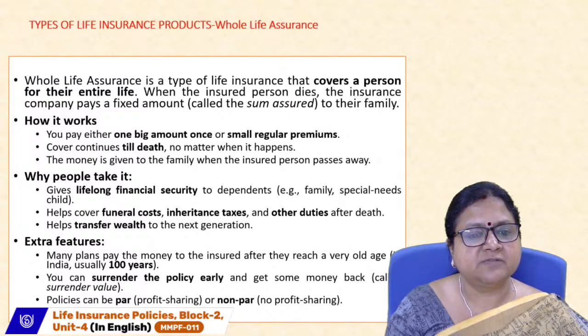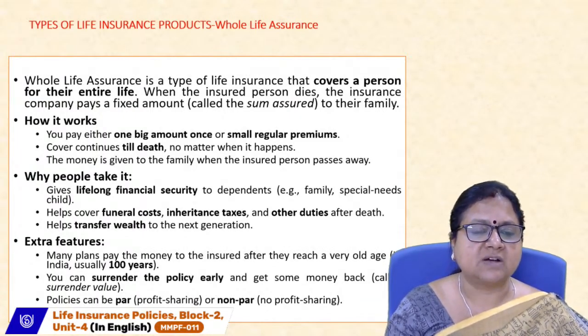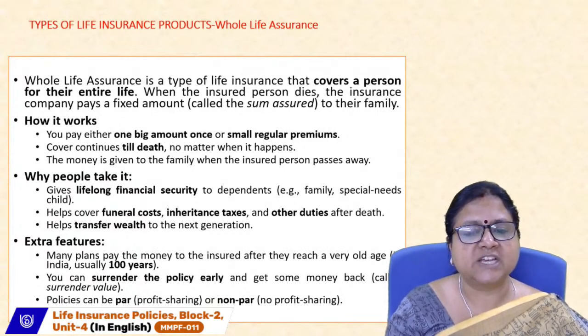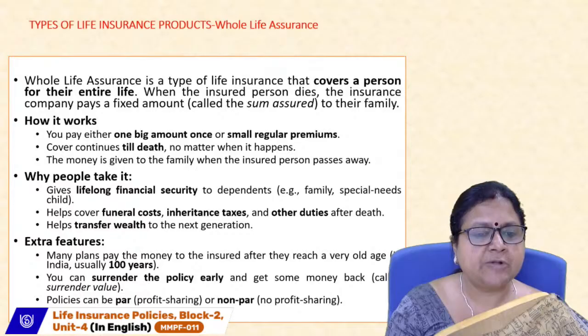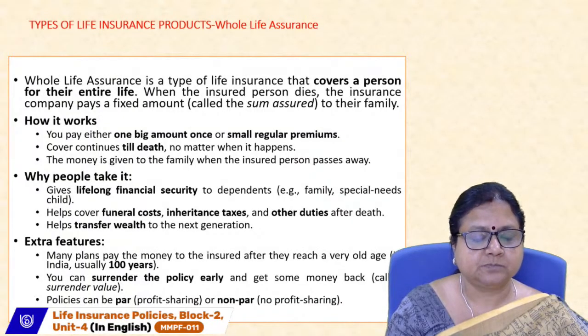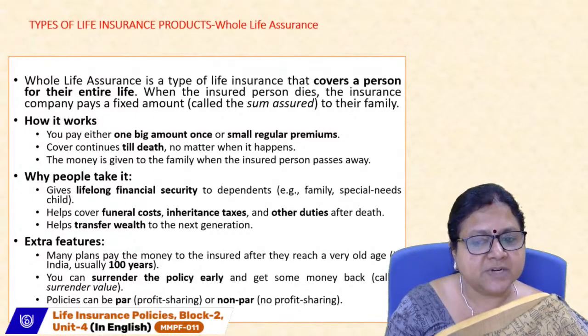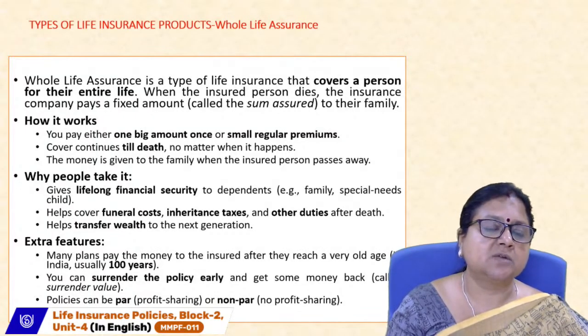Now it helps cover funeral costs also, inheritance taxes and other duties after death. It helps to transfer the wealth to the next generation. And the extra features of the whole life assurance policy is that many plans pay the money to the insured after they reach a very old age. In India, it is usually 100 years. In most of the cases, you can also have a surrender value.